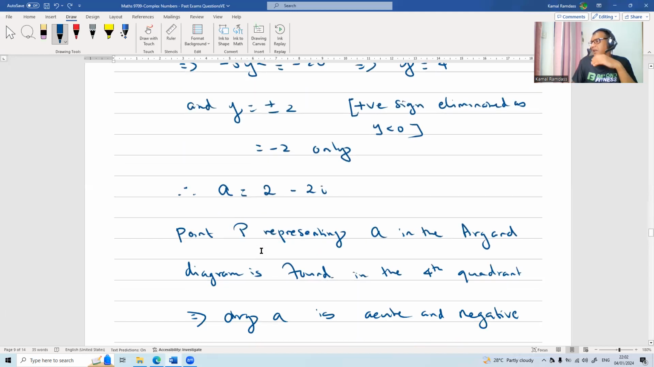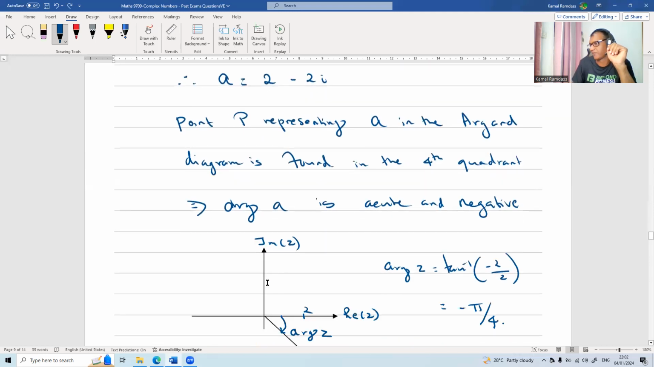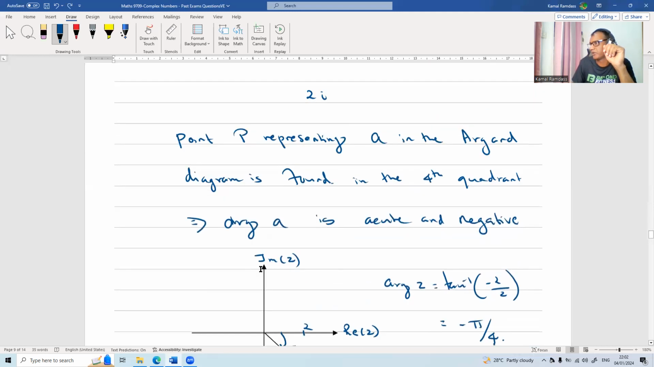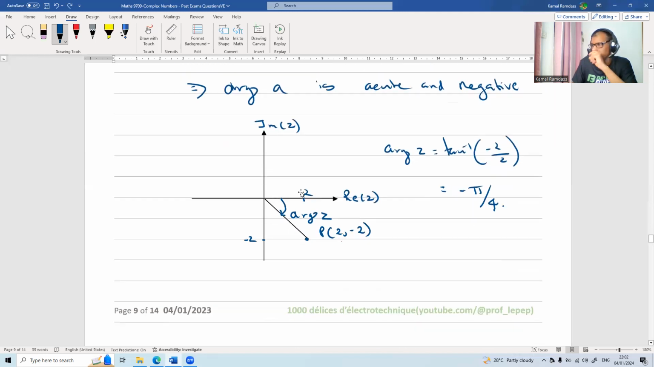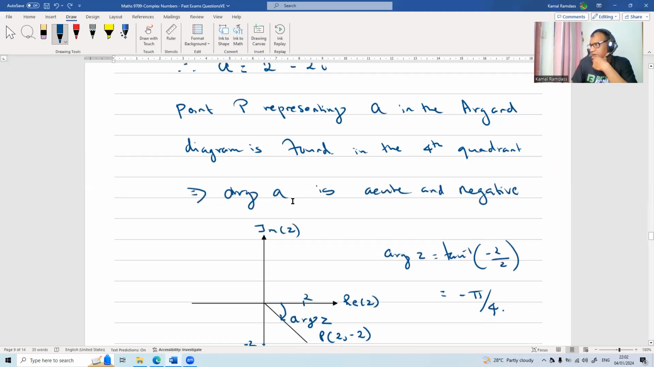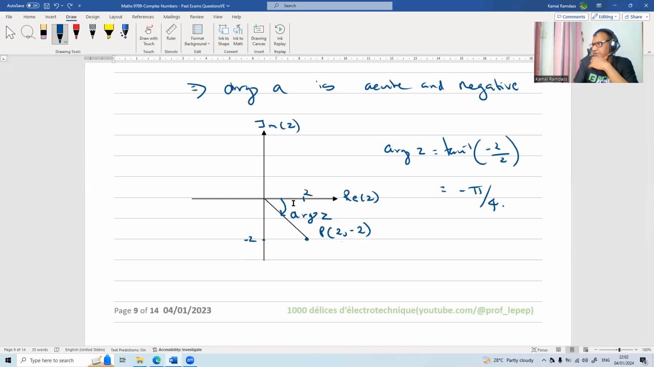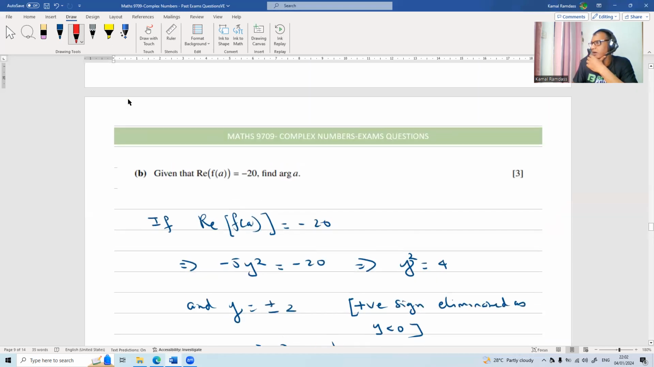Point P representing A in the Argand diagram is found in the fourth quadrant. Because it is 2 minus 2i, sorry, I wrote it wrong, I corrected it. OK. There is first, second, third, fourth quadrant. The angle is negative and acute. And I find the argument of it.